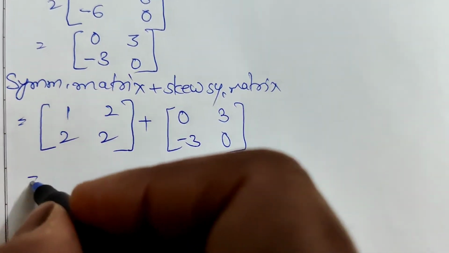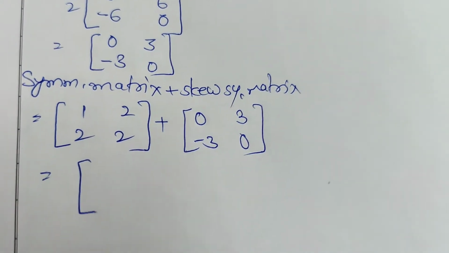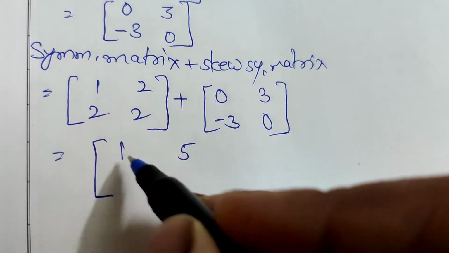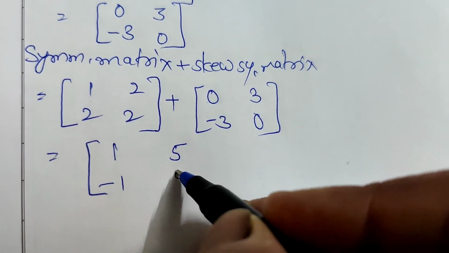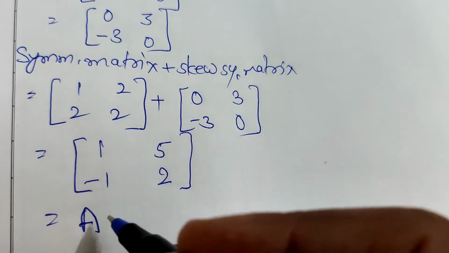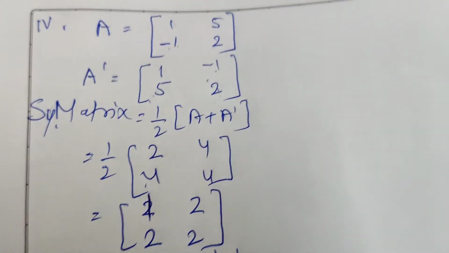ये ऐड होके क्या आना चाहिए? Symmetric matrix initial: 1, 2 plus 3, 5, 2, minus 3, minus 1, 2, equal to A. This is the original matrix.